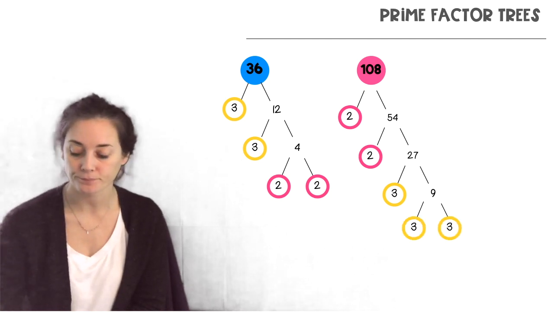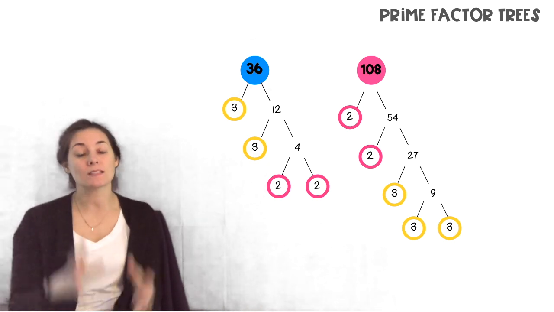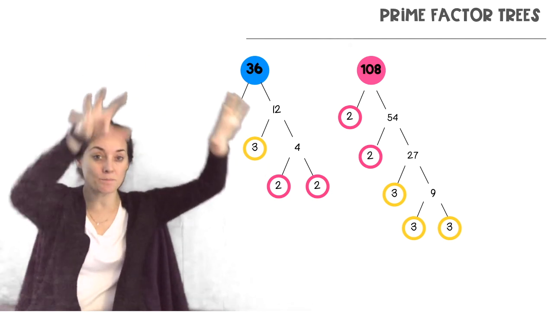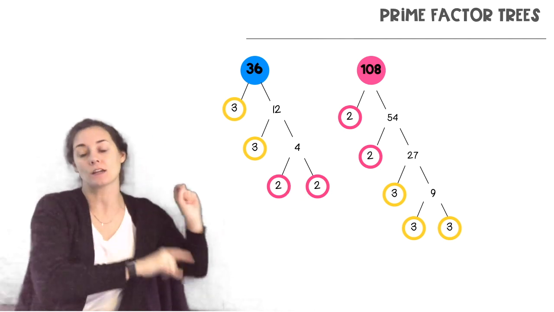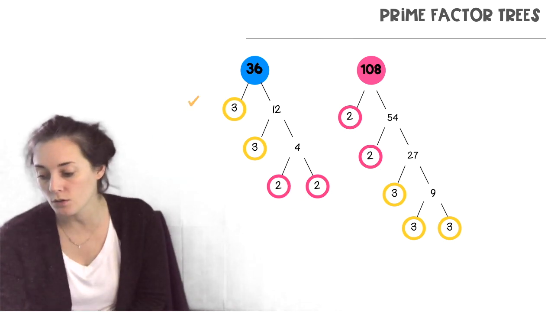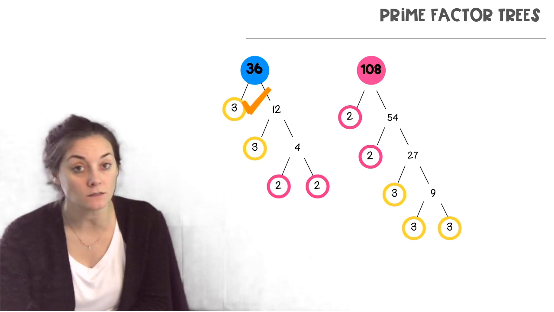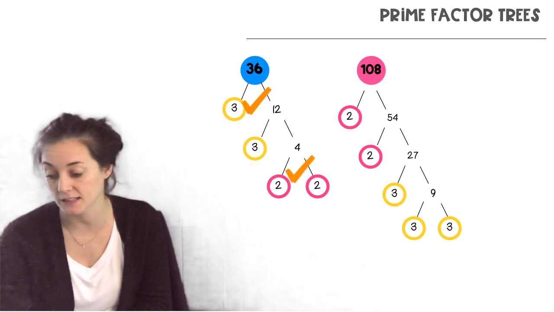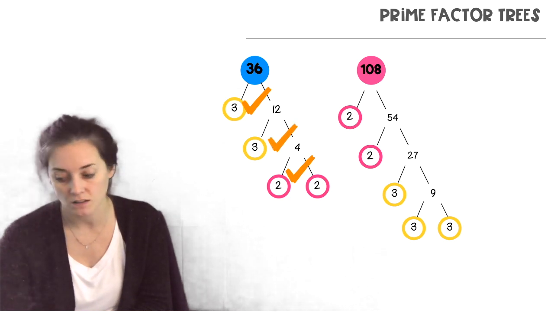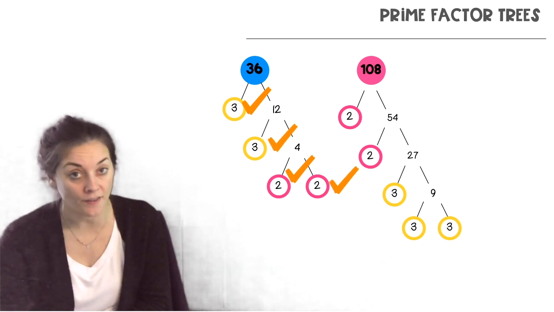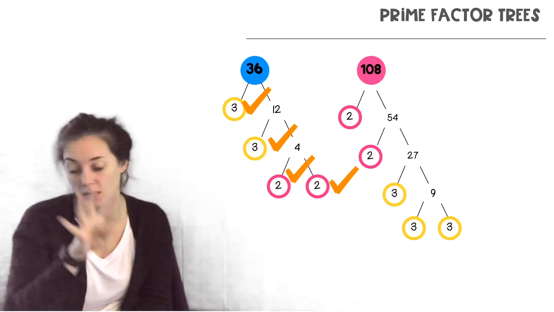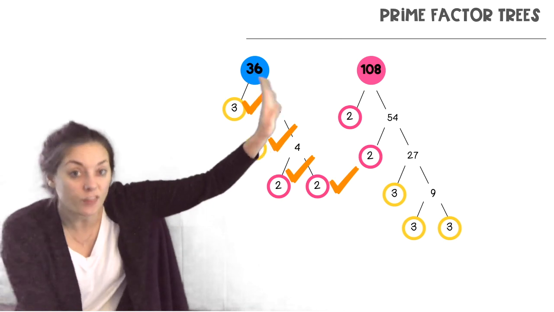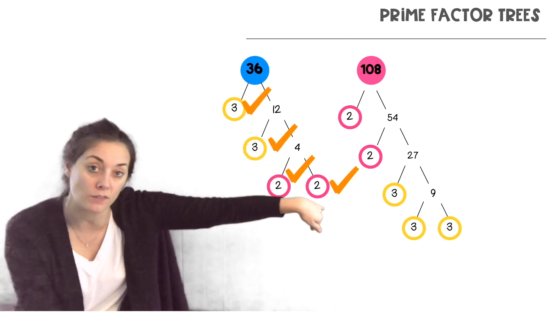Okay. Now what I want to do is compare these 2 trees and look for factors that they have in common. So do you notice that each one has a 3, each one has a 2, and each one has another 3, and each one has another 2. Each tree has 2 3s and 2 2s on it. The second tree has a third 3 on it, but we don't need to worry about that third 3.